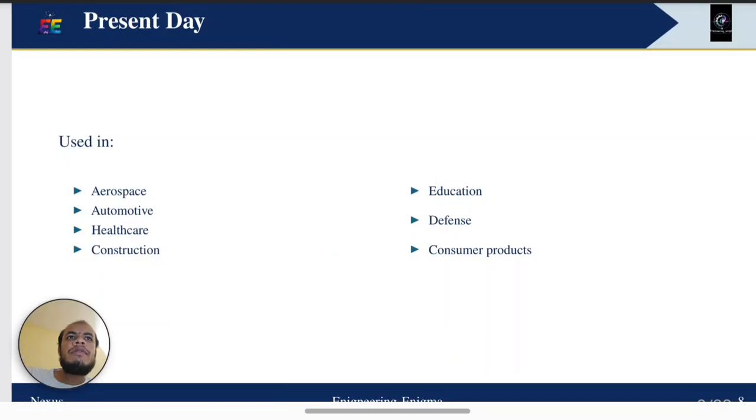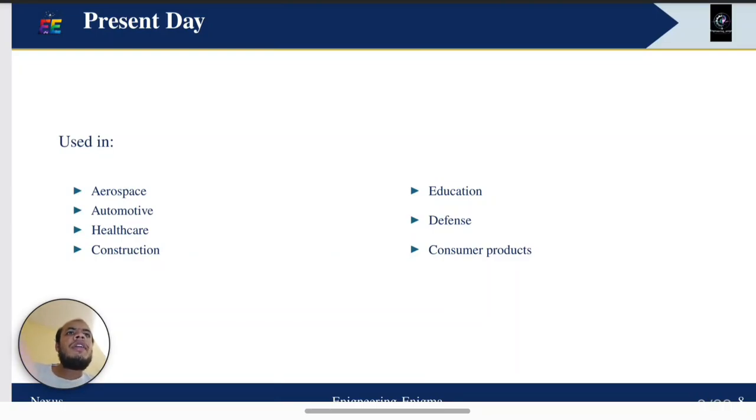So today 3D printing is almost everywhere. It is used in aerospace to create lightweight aircraft. It is used in automotive industries for prototypes as well as spare parts. Hospitals use it for implants. Please remember it: implants and medical devices also.